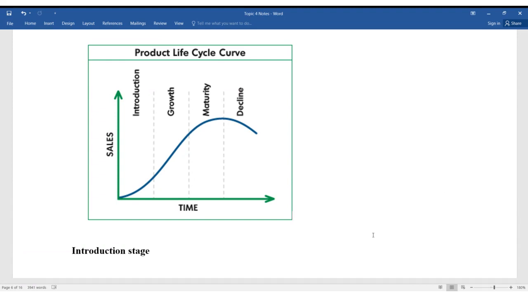I'm going to repeat. The first area, characteristics of each stage. Second, reasons for behavior of the curve at each stage. Third, application of marketing mix elements at each stage. And four, strategies used by marketers at each stage. Are we together?